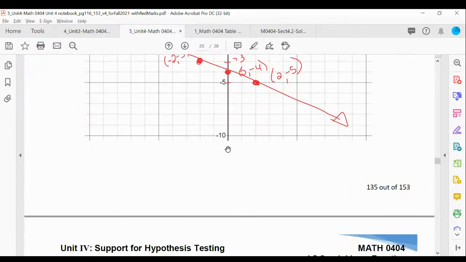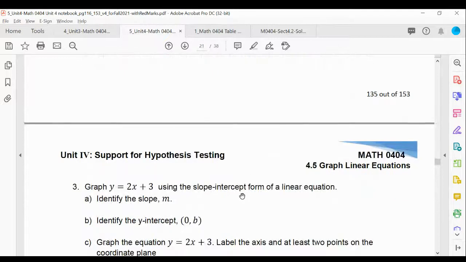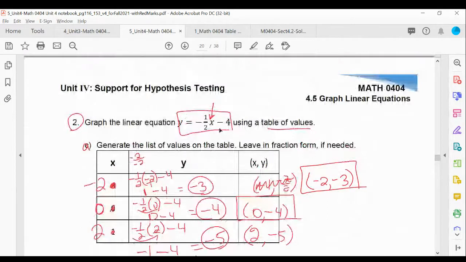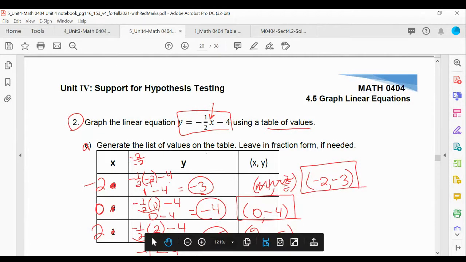Okay, try the rest that ask you to graph using a table of values. There's another one that asks you to use a table of values. So try that on your own. Now let's move on to the other way to graph a line.